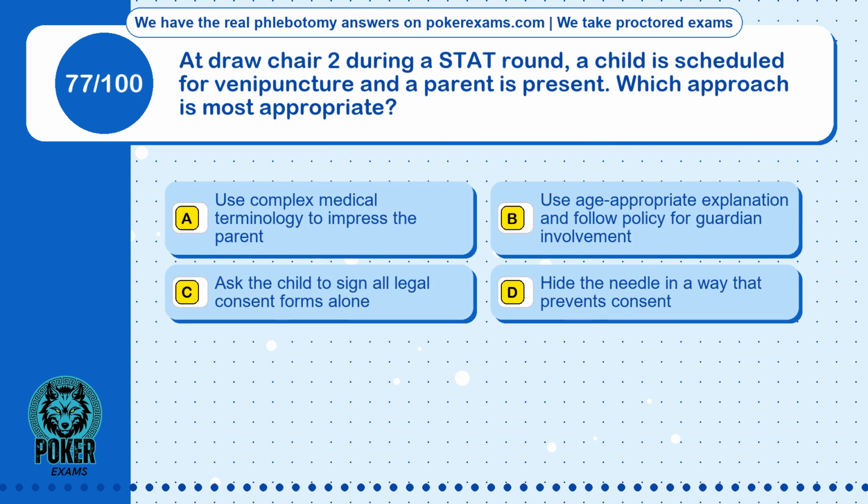Question 77. At draw chair 2 during a stat round, a child is scheduled for venipuncture and a parent is present. Which approach is most appropriate? Option A. Use complex medical terminology to impress the parent. Option B. Use age-appropriate explanation and follow policy for guardian involvement. Option C. Ask the child to sign all legal consent forms alone. Option D. Hide the needle in a way that prevents consent.